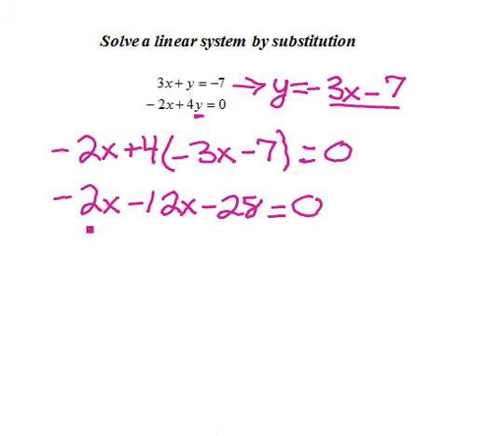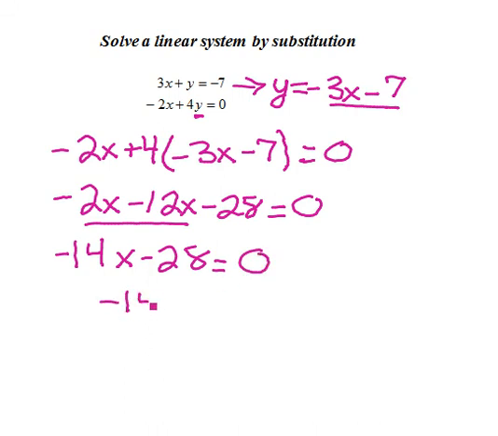The next step is to combine my like terms. Negative 2x and a negative 12x is negative 14x minus 28 equals 0. If I add 28 to both sides, I get negative 14x equals positive 28. And then the last step to solve for x would be to divide by negative 14, which leaves me with x equals negative 2.